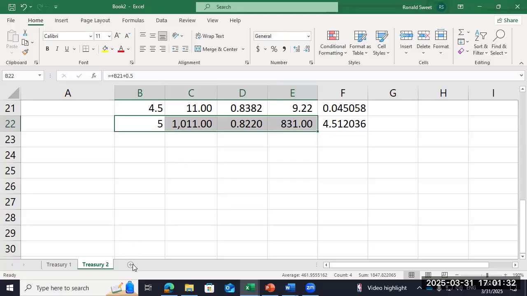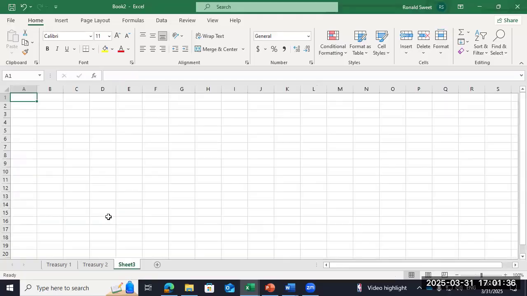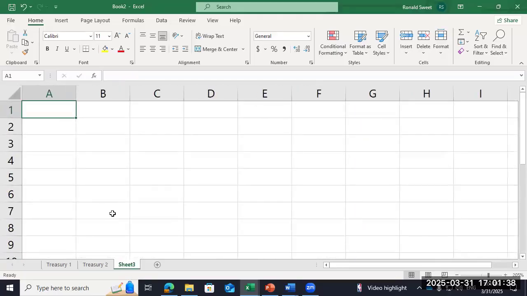All right. Do we need another treasury? We'll price one. On the exam, we don't do a treasury. On the exam, we do a corporate. So how do we look at a corporate?